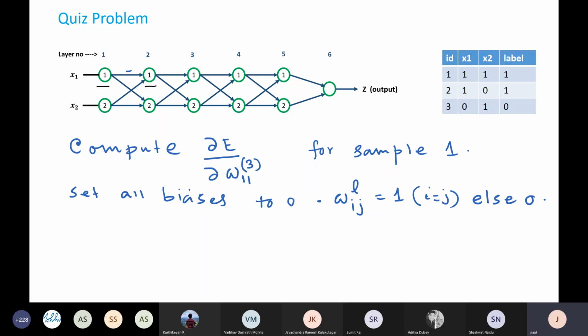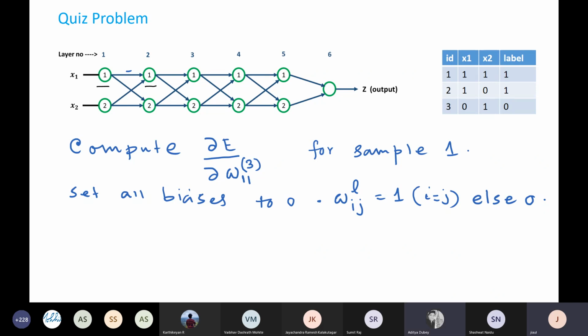So only the link corresponding to layer number 5, neuron 1 to the last neuron, is basically 1, the way we have initialized these parameters.